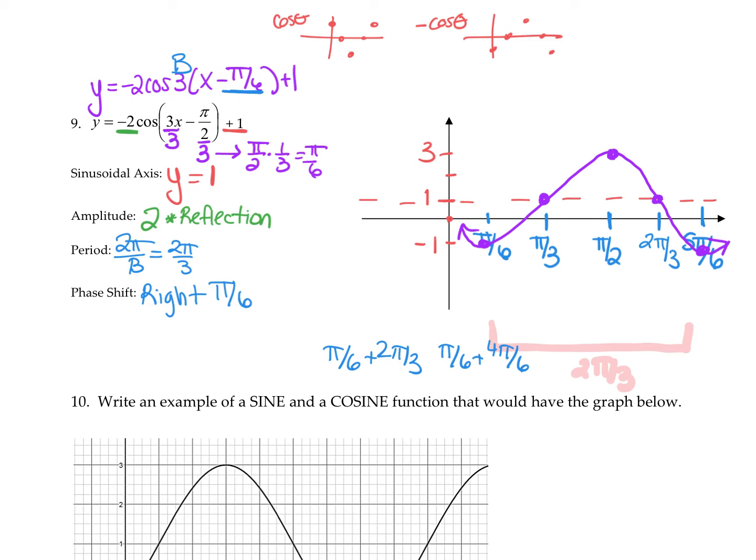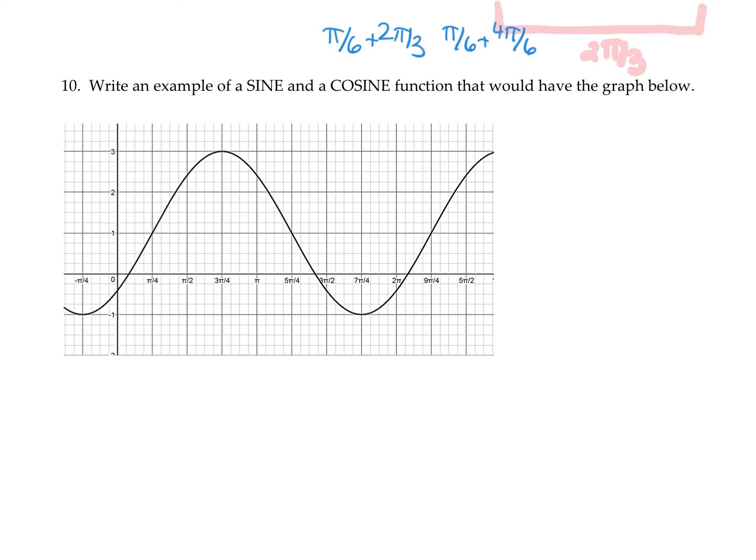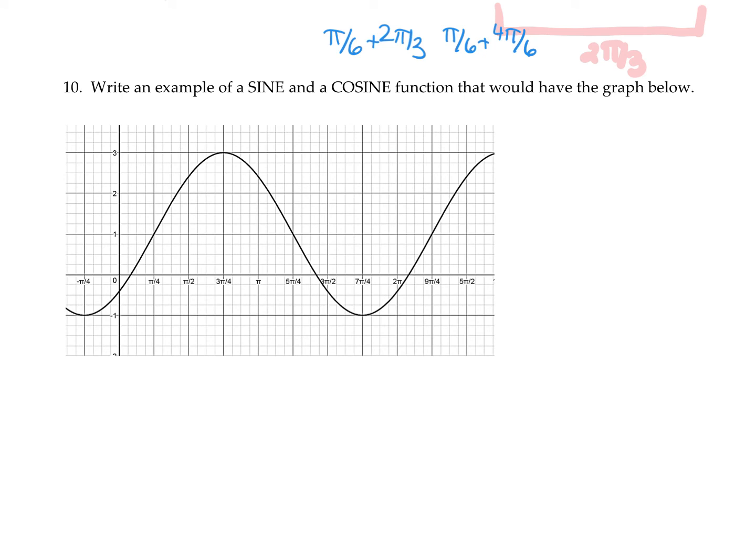All right, now we're going to go the other way. We are going to write a sine or cosine equation for this graph. Now, when we're writing equations of graphs, there are multiple equations that will fit the graph. It just depends on what you choose as your starting point. So let's say I wanted to do a sine graph. So I'm going to look for a point that starts in the middle.